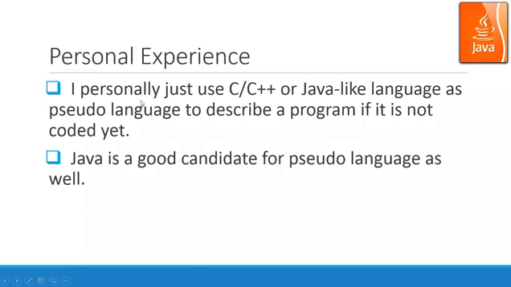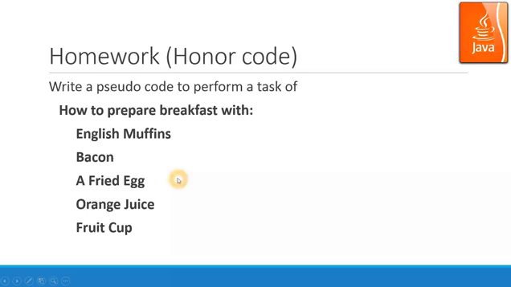Based on my experience, a good pseudocode is in English or some language you know very well, so you can get the best flavor of it. Java is a good candidate to do pseudocode, but you just need to mix in Java and some English. And here's a homework. You can write a pseudocode to perform the following task. Write down how to prepare breakfast with these elements. Thank you.